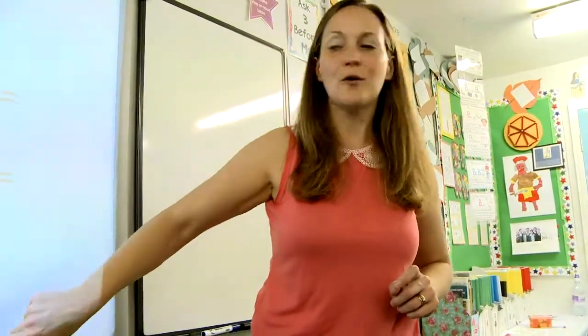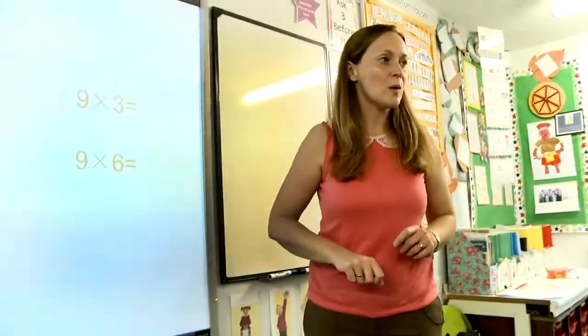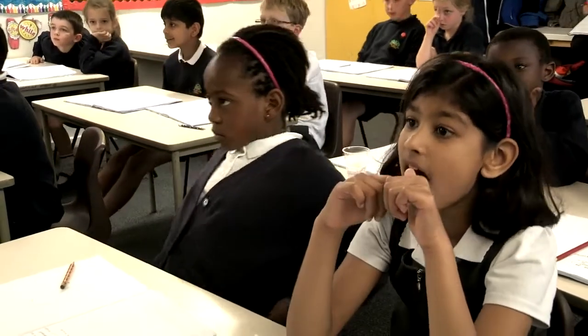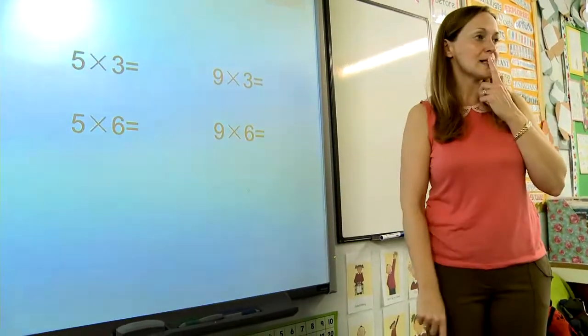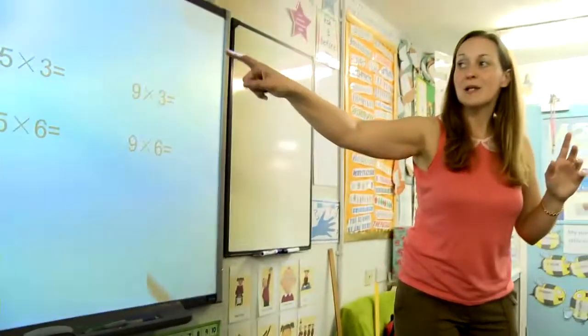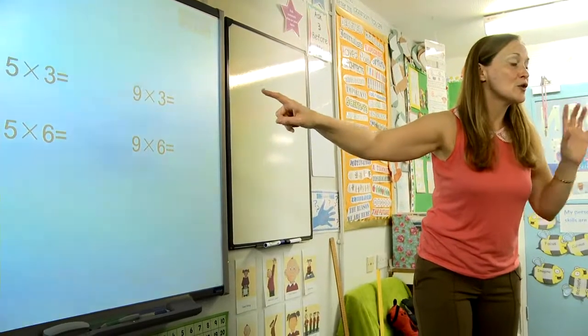3 times 4 equals 12. 6 times 4, not using my 6 times table, is 24. What's my secret for working out the answers on the board? Talk to your learning partner.